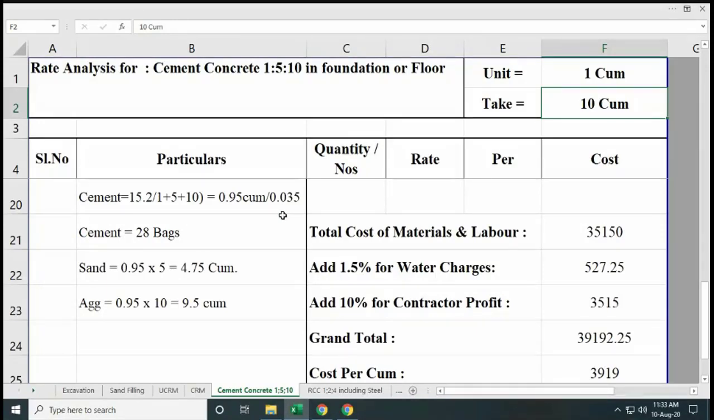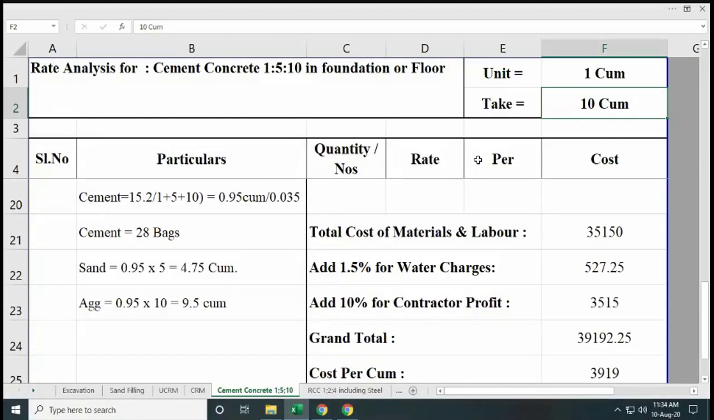In the last class, I had told you how to do this calculation. Once again, I am repeating. For concrete, we add 50 to 55 percentage extra. Why 50 to 55 percentage extra? Because this is nothing but the wet volume, but in actual practice, while mixing, we require dry volume. So for dry volume, we increase the amount by 50 percentage.